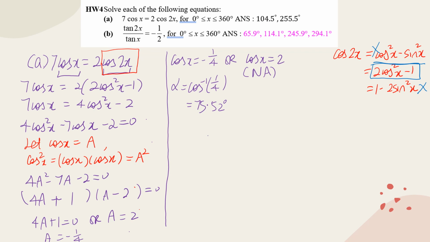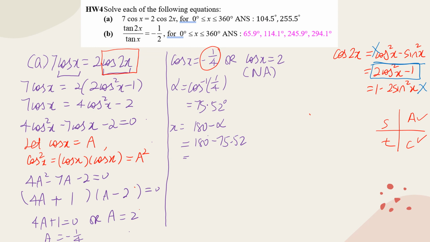All right, so the next step is, where are the angles hiding? Is it from the first quadrant, second quadrant, third quadrant, or the fourth quadrant? So the next thing is you have to draw your ASTC. So for cosine to be positive, it must come from the first and the fourth quadrant. Hence, for cosine to be negative, because we have cosine x equals negative 1/4, the angle will be hiding in the second and the third quadrant. All right, so the second quadrant will be 180 minus alpha, which is 180 minus 75.52. Now, for your working answer, angle in degree is 2 decimal places, but for your final answer, it should be expressed to 1 decimal place.